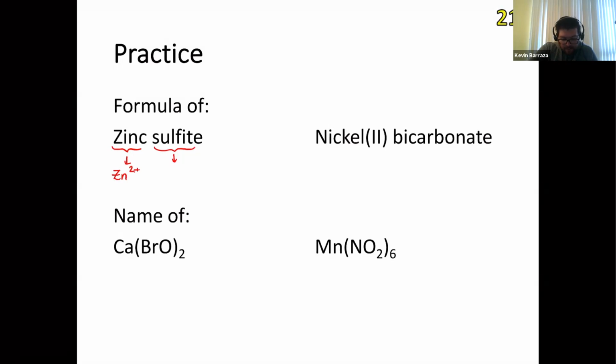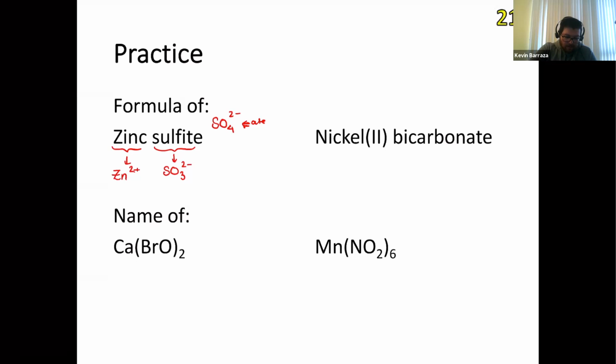Sulfite. So again, we remember sulfate is the one I'm going to memorize. This is my 8. Ite means drop 1 oxygen. So that's going to be SO3, 2 minus.